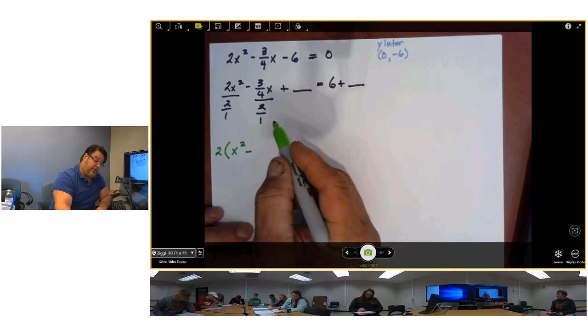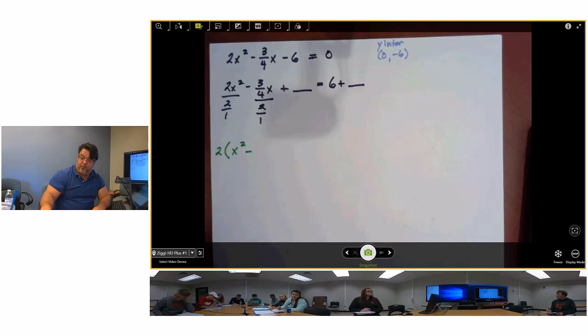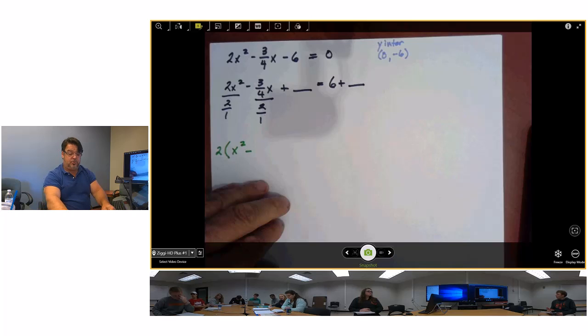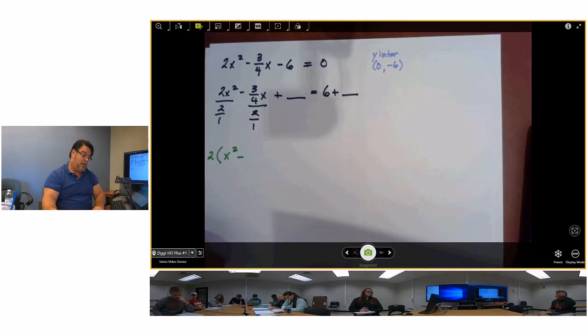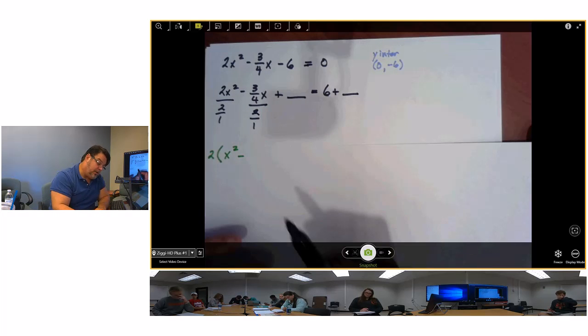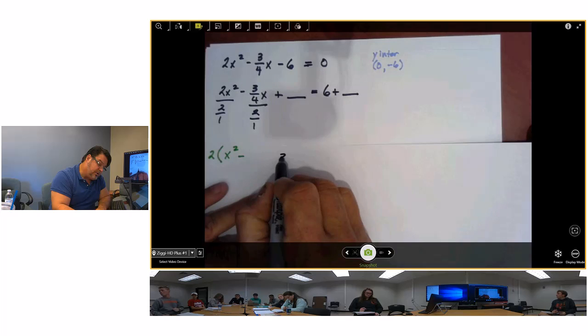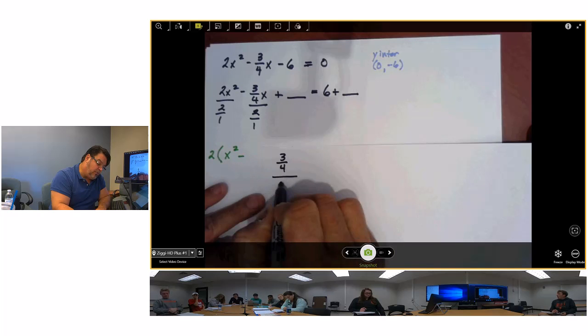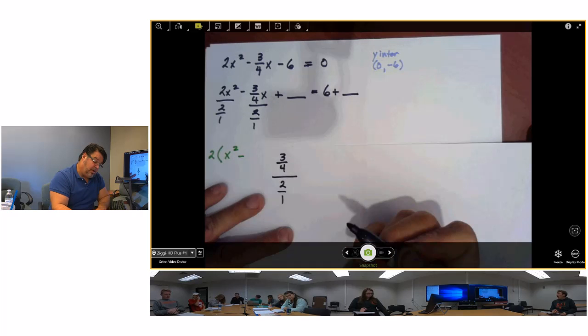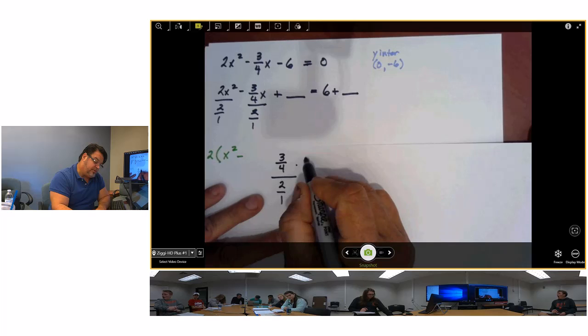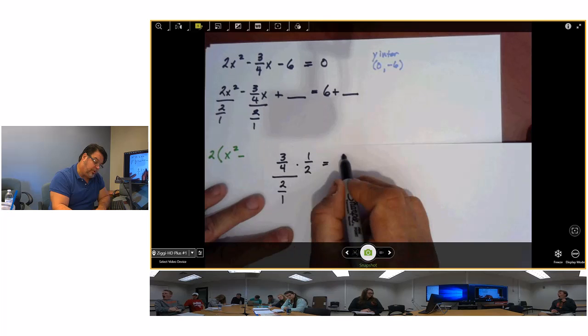So I'm going to go over here and I'm going to say, well, no, I'm not. I'm going to do a scratch sheet of paper. And I'm going to say, okay, 3/4 divided by 2 over 1. And that's multiplied by 1 over 2, which is equal to 3 over what?